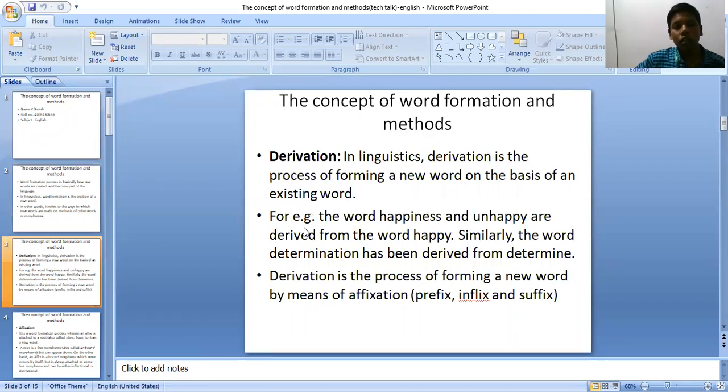Derivation. In linguistics, derivation is the process of forming a new word on the basis of an existing word. For example, the words happiness and unhappy are derived from the word happy. Similarly, the word determination has been derived from determined. Derivation is the process of forming a new word by means of affixation: prefix, infix, and suffix.